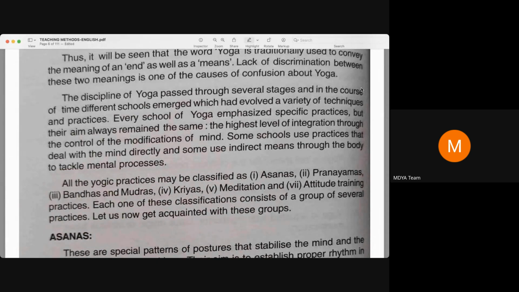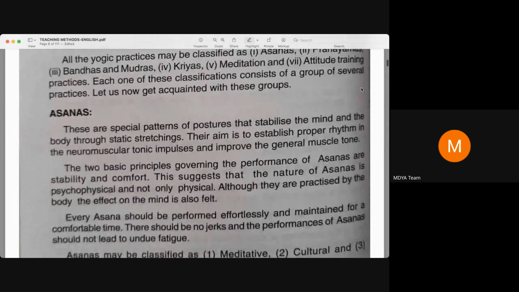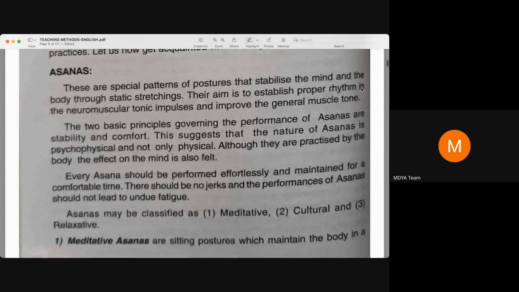Now each one of these classifications consists of a group of several practices. Here, just forget whatever you have learned in various texts. This is not a practical yoga class, but a teaching methodology: practically, how you teach students. So it is designed accordingly. The first one is asana.